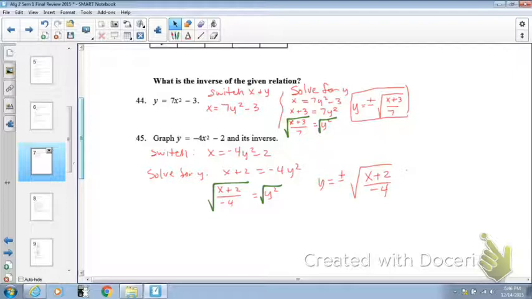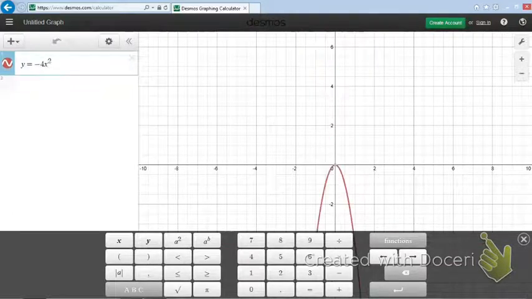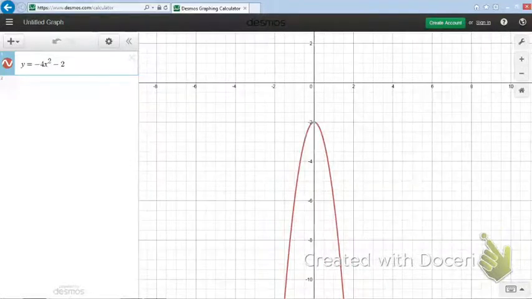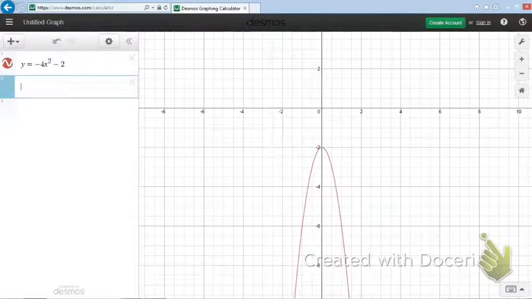And then you have to graph it. And here's that kind of tricky part. So I'm going to show you how to graph this on the coordinate plane. Okay, so I'm going to graph the original function, and that's y equals negative 4x squared minus 2. And you can see there's that one. Okay, the inverse should reflect across the line y equals x. Now I'm going to do the inverse, but I've got plus or minus, so I actually have to put it in twice, one with a plus and one with a minus.